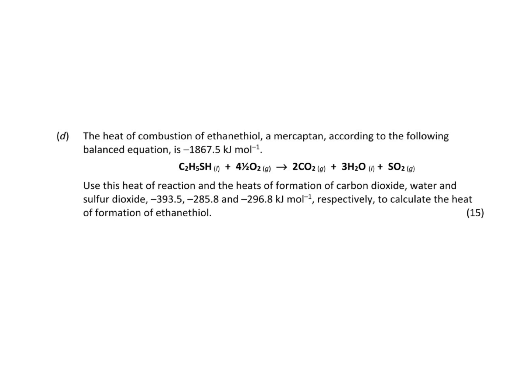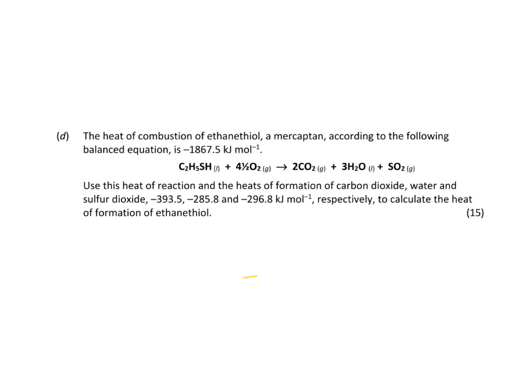So it says the heat of combustion of ethane thiol, according to the following balanced equation, is minus 1867.5. So what they've done is they have given you one of the equations that you're going to work with and the heat value. And they then say using this heat of reaction and the heat of formation of CO2, water and sulfur dioxide, calculate the heat of formation of ethane thiol. So before we even begin this question, we need to look at the equation for the formation of ethane thiol.